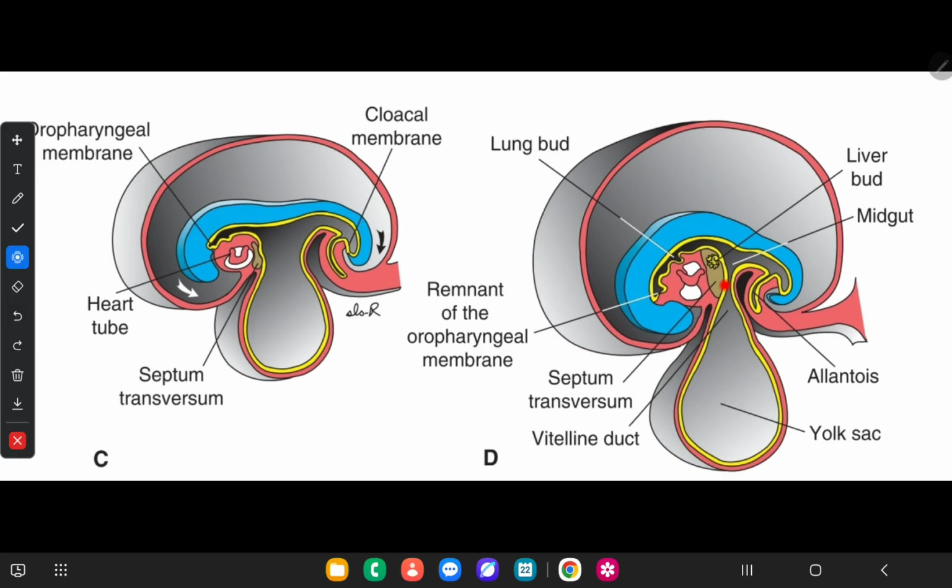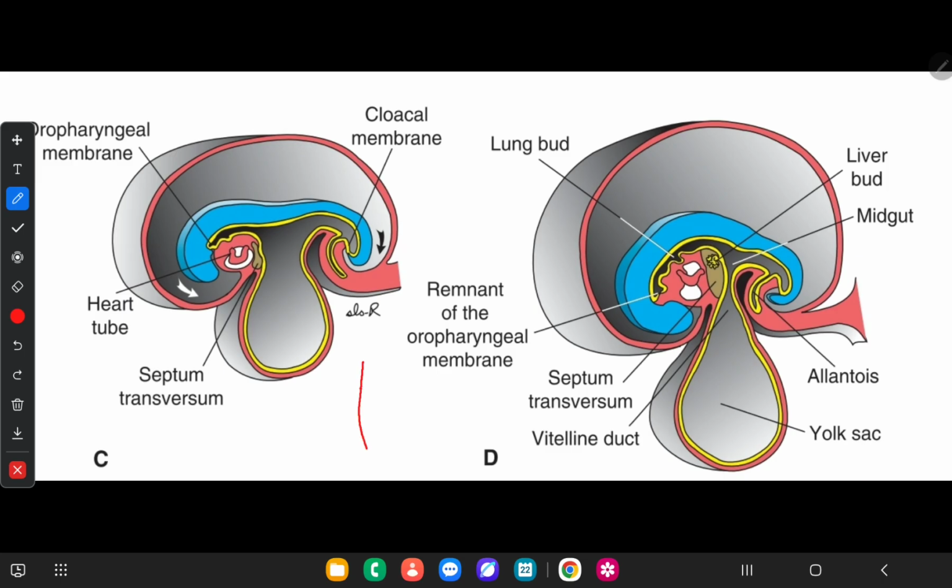So the septum transversum is a mesodermal tissue which occupies space between the thoracic cavity and the stalk of the yolk sac. This septum is derived from the visceral or splanchnic mesoderm. Although it is in between the thoracic cavity and the stalk of the yolk sac, it does not separate the thoracic and abdominal cavity completely.